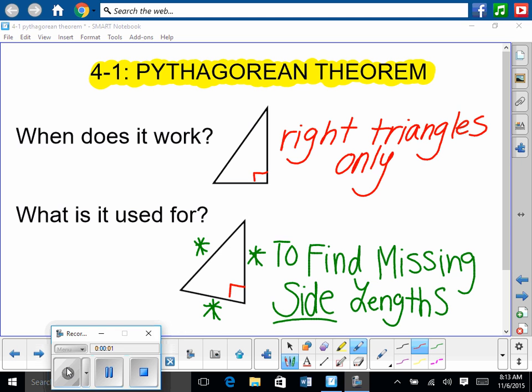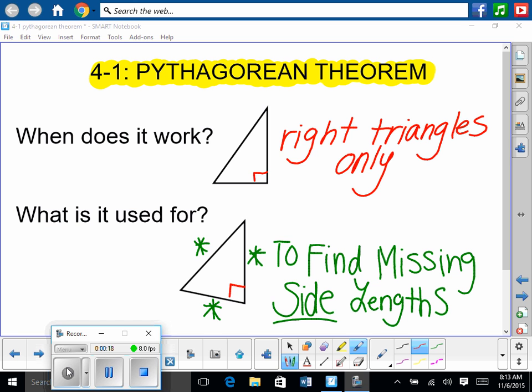Somewhat treat it like you've never seen it before, just because it's been a while, and a lot of people have a lot of misconceptions about the Pythagorean theorem. They don't understand how it works, so I'm hoping today we'll just solidify that, really make real sense to you. So, first of all, when does the Pythagorean theorem work?